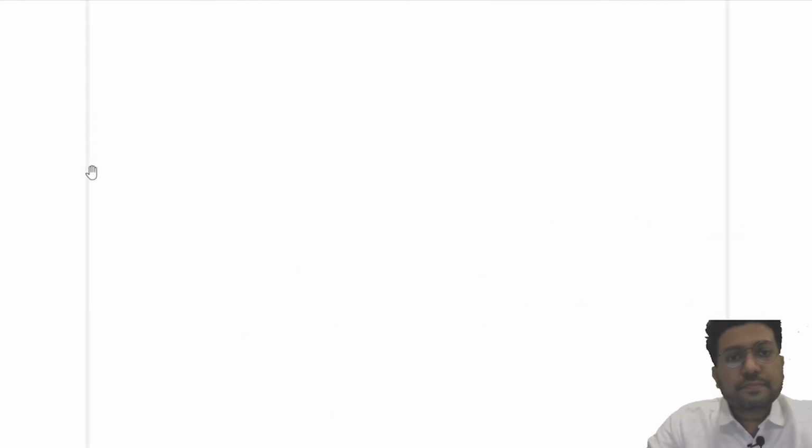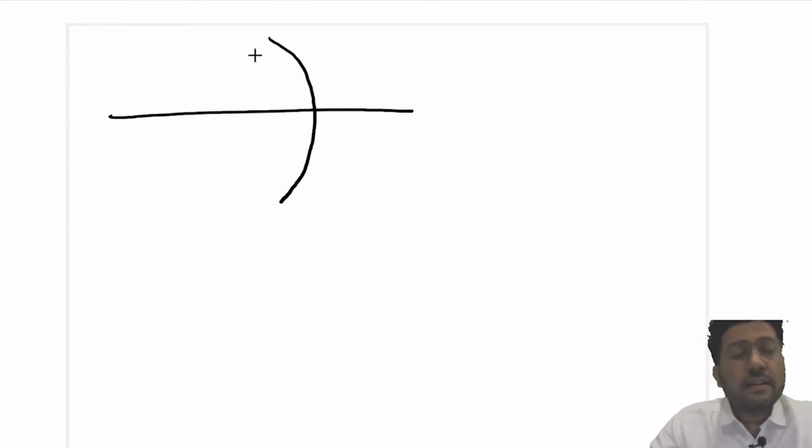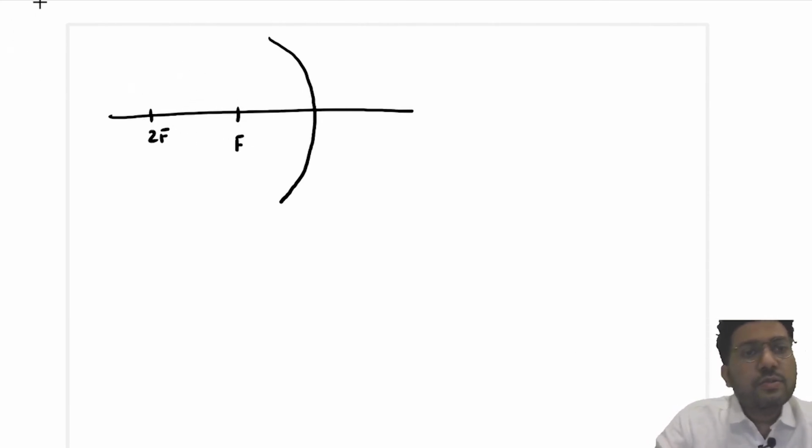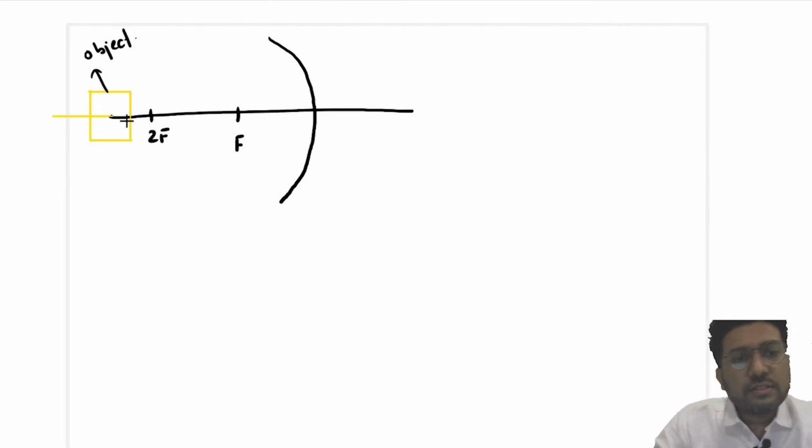See, you have a concave mirror, and this is F, this is 2F. You have a rectangular object like this, or it can be a square also. This is the object, you need to find the image of this.